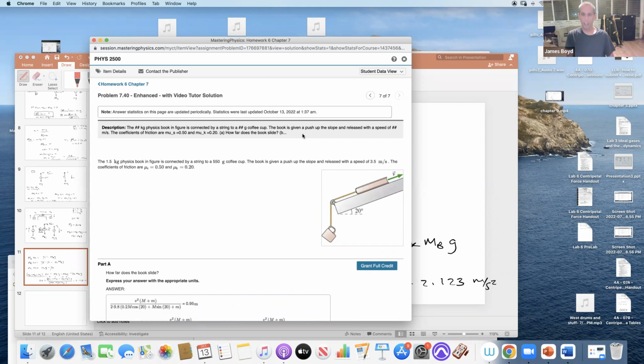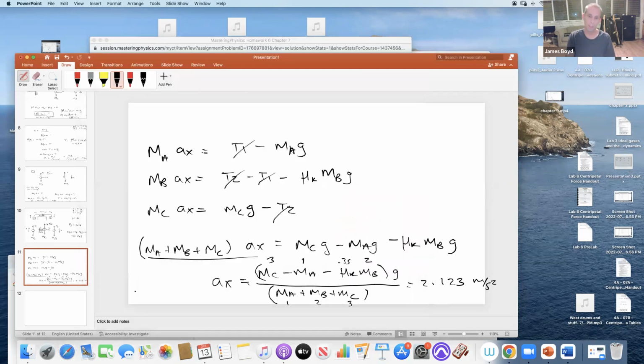All right, so our final one. And this problem's actually hard. We have a physics book that's connected by a rope to a coffee cup, and it's going up, and then it's going to stop. So it's pushed up with some initial speed, and it's going to stop. And then what we want to know is, will it come back down? So how far up does it slide? So the first thing we have to find is, what is the acceleration of the book up the ramp?